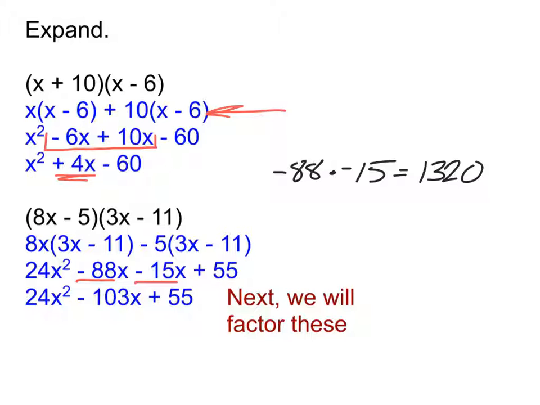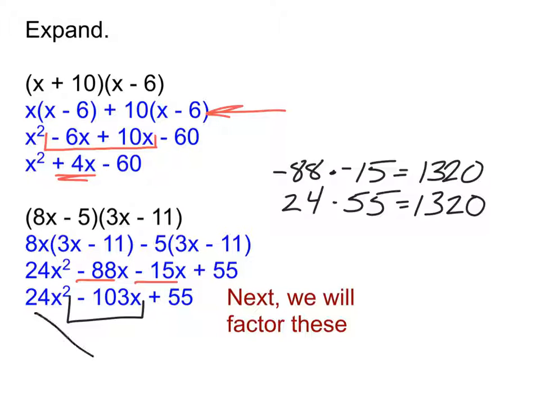But if I then take the 24 times the 55, so you notice if I multiply the inner ones, I get 1,320. If I multiply the outer ones, the 24 and the 55, I get 1,320. They equal the same thing. So basically, in order to know what numbers I break this into here, I know that they add to negative 103, that's familiar, and they multiply to 24 times 55, whatever that gives me.